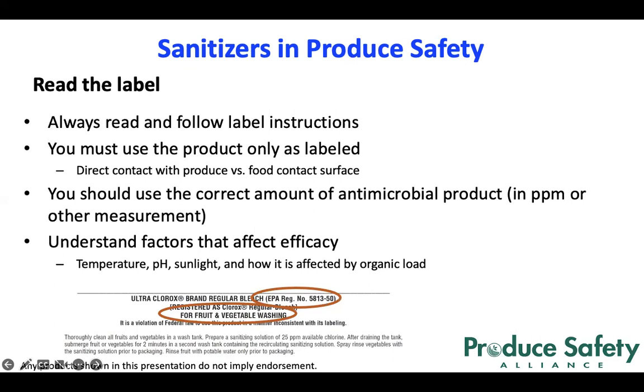There's the EPA registration number for this Ultra Clorox brand regular bleach. And on the label, it says it can be used for fruit and vegetable washing. So if you're growers dealing with fresh produce, those sanitizers are the ones you can choose to use. Make sure to read the label and check any local, state, and federal requirements and the registration list of approved products. EPA also maintains a list of antimicrobial product registrations. Always check, make sure you are doing things correctly, and follow the label.